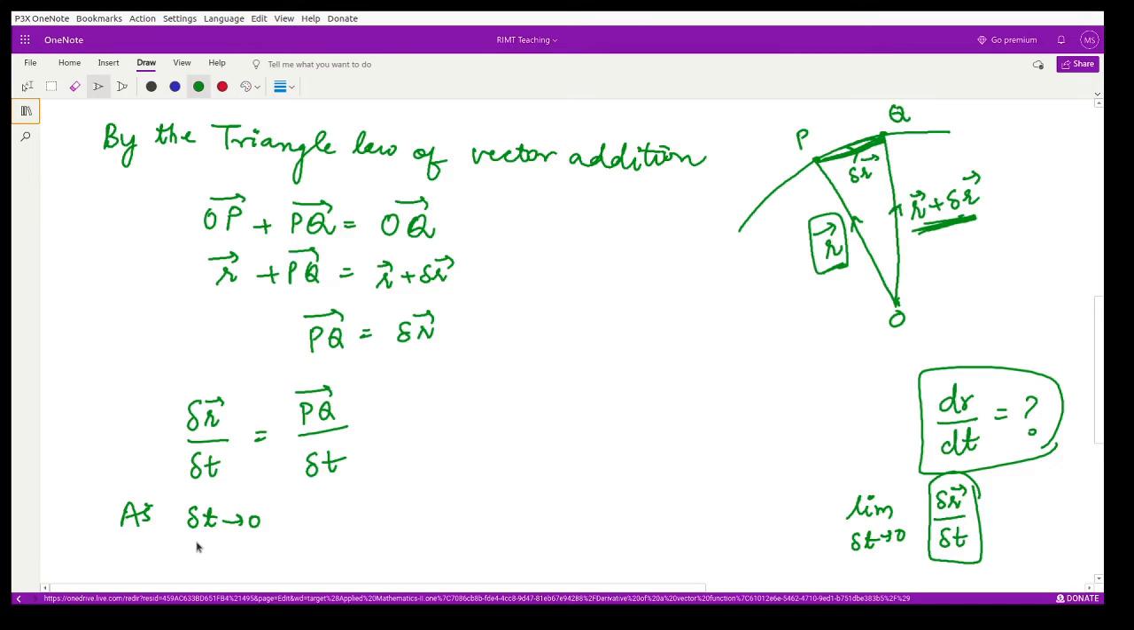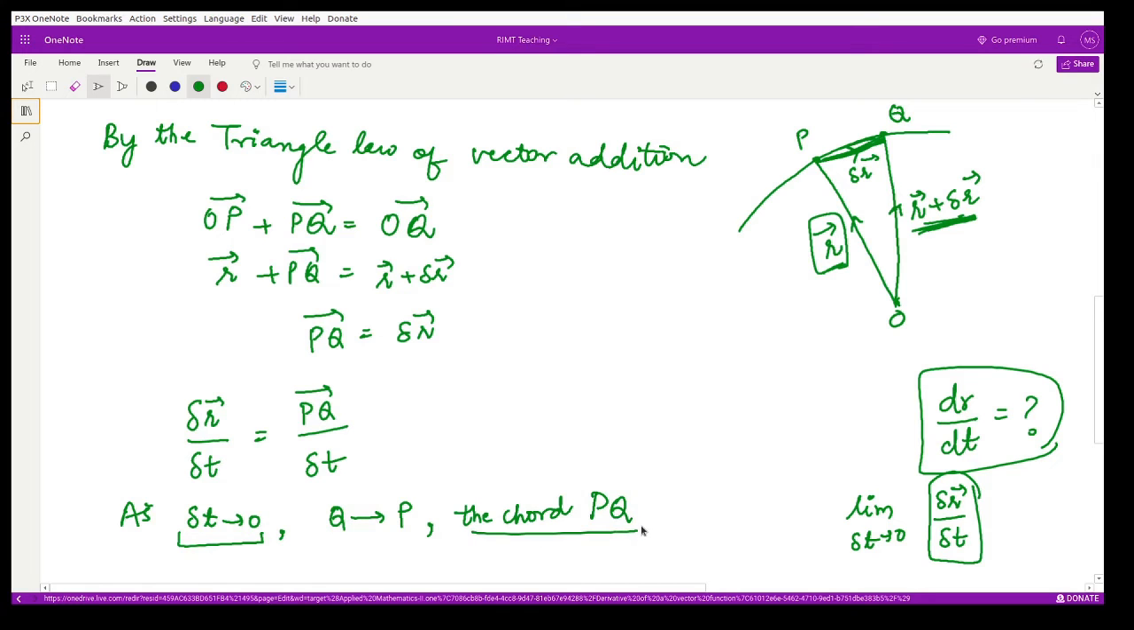So that means whenever your t goes to 0, you can say the point Q reaches the point P. So it is coming very close to this point P. Therefore, we can say the chord PQ. What is the chord PQ? That is a straight line joining the points P and Q.